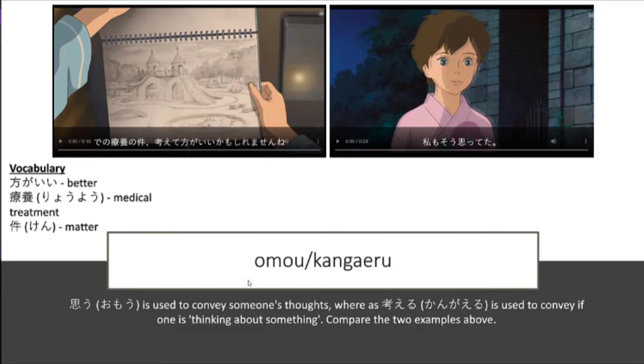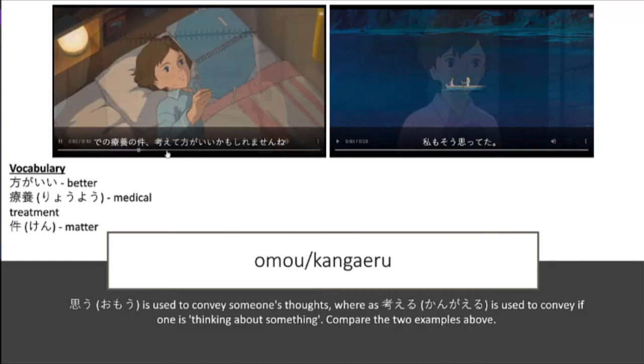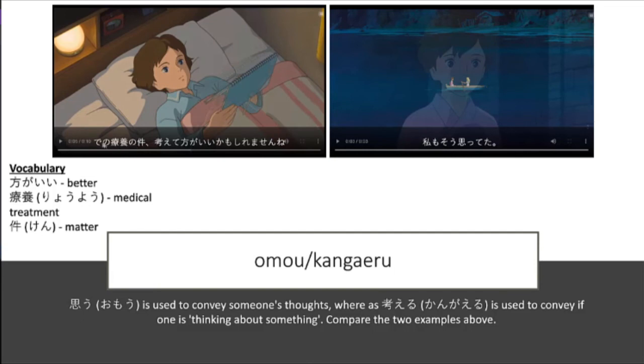So here we've got some omou and kangaeru. So omou is used to convey someone's thoughts, whereas kangaeru is to say one is thinking about something. So here, which is a sentence we looked at before, I thought that too, whereas here, this is saying you think about a way of some medical treatment. Kangaete, you should think about this ryōyō no ken. You should think about medical treatment. So that's the difference. Kangaeru is thinking about something. Omou is more saying that's what I thought.